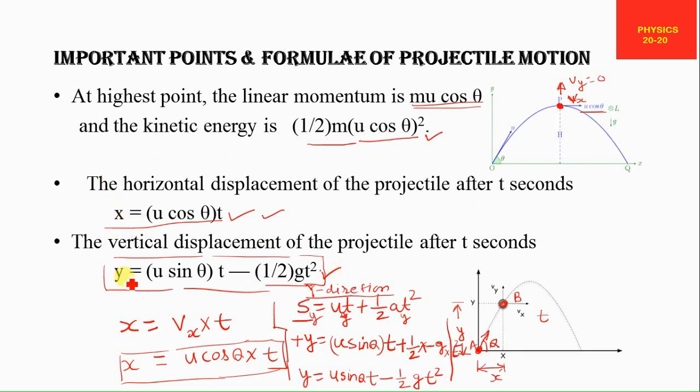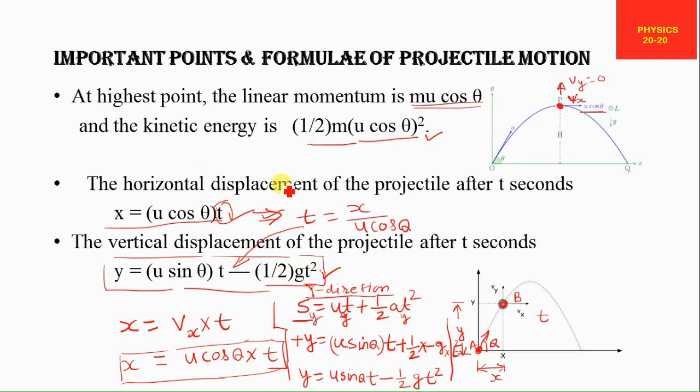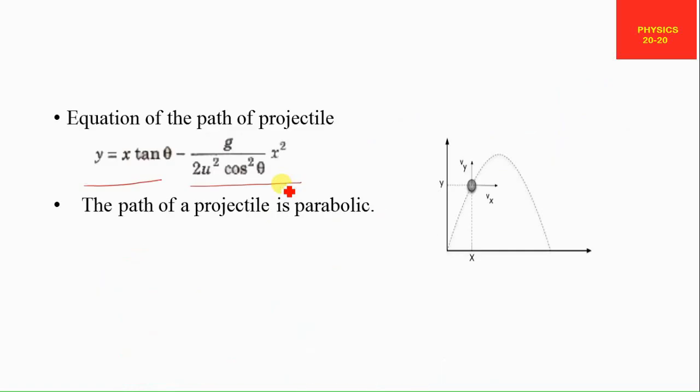And with the help of this, knowing the value of x and the value of y, we simply eliminate the quantity t. From these equations you can find t is equal to x by u cos theta. When you put this t here, then you find the equation like this: y is equal to x tan theta minus g x square over 2 u square cos square theta. When we replace t with x by u cos theta, then we find this.